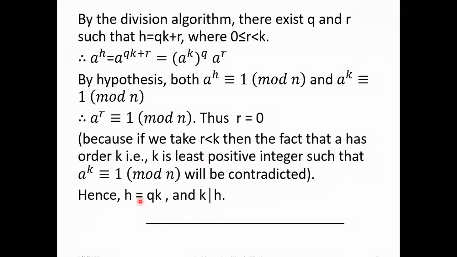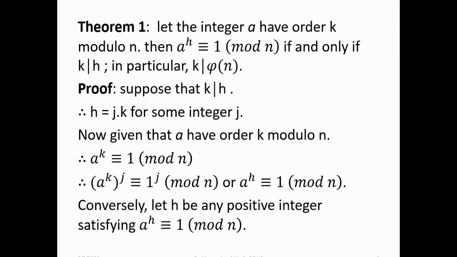So r is 0. Then h is equal to q into k, and hence k divides h, because we are getting h is equal to k into q. So this implies that k divides h. So we have shown that if a has order k mod n, then a to the power h is congruent to 1 mod n if and only if k divides h. The order which we have, that is, a has order k, and that k should divide this h. So this is the result, and in particular k should divide phi of n also.